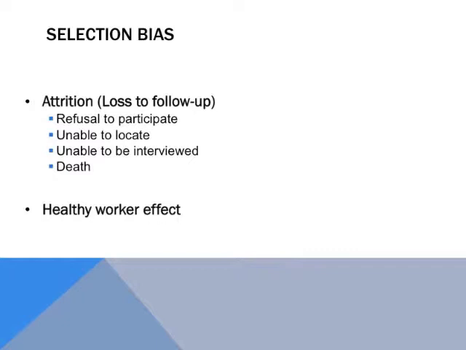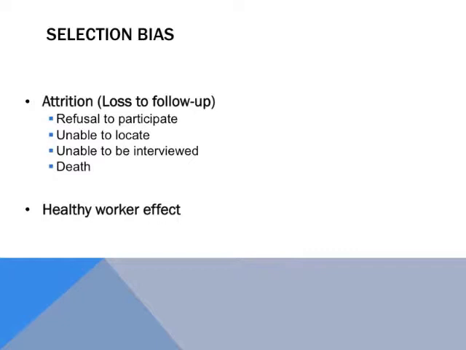Reasons for this attrition include refusal to participate, that they're unable to locate them, unable to be interviewed, or because of death. If the final study sample is systematically different from the source population with regard to the risk of the outcome, then a bias may result, leading to a spurious association.